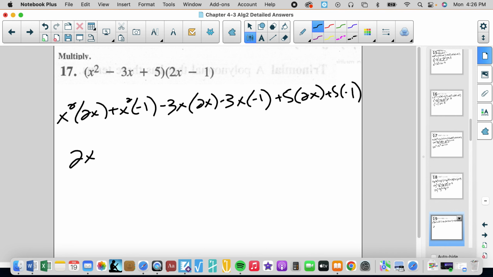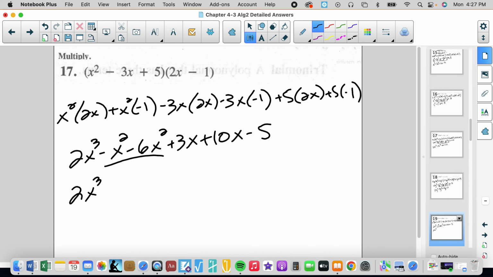So 2x to the third minus x squared minus 6x squared plus 3x plus 10x. Ooh, yeah, that's fun. Plus 10x minus 5. So we have a 2x to the third. These are like terms.